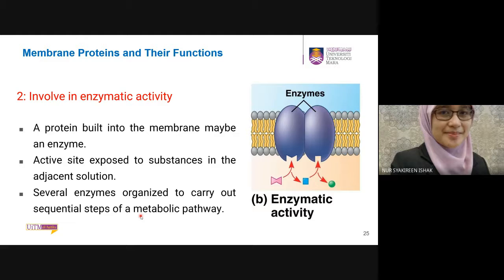That's why in this picture you can see it illustrates two enzymes that catalyze two reactions. This is just to make you understand that inside the cell you have a metabolic pathway that actually involves many reactions that are catalyzed by several or many enzymes.